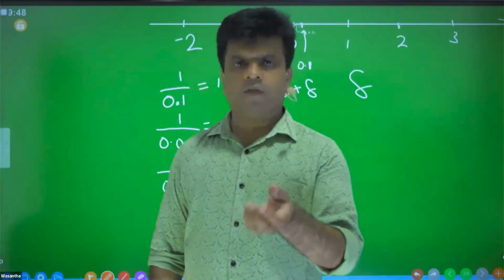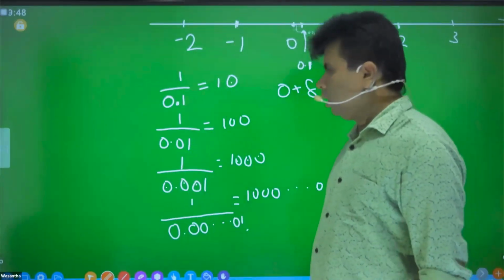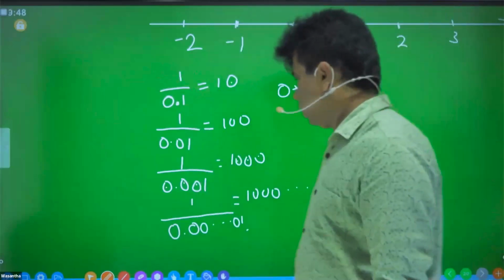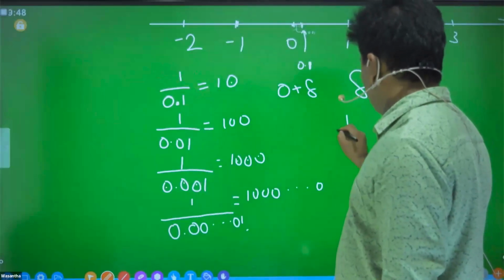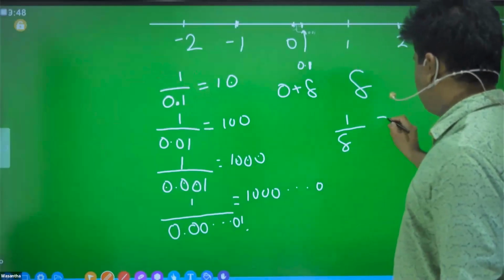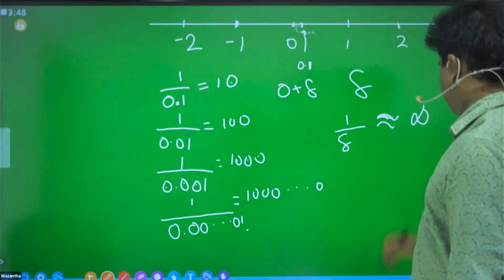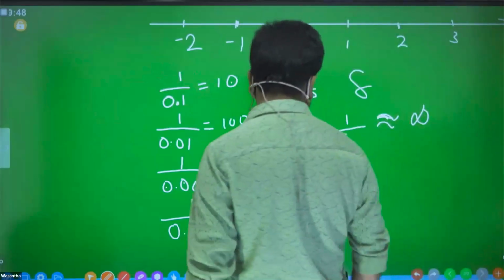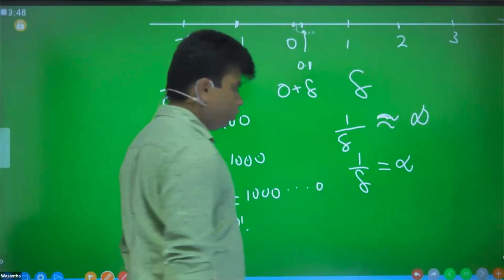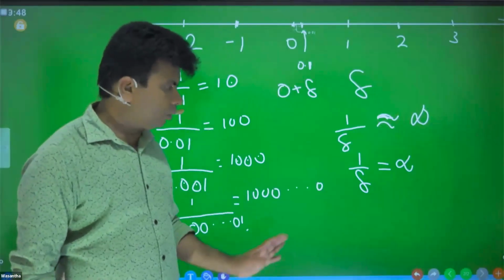You simply know that when the denominator is very small, the overall value, 1 over a small value, is a larger number. That means please keep in mind that 1 over delta is approximately infinity. Actually, if you said 1 over delta is equal to infinity, that also doesn't matter.